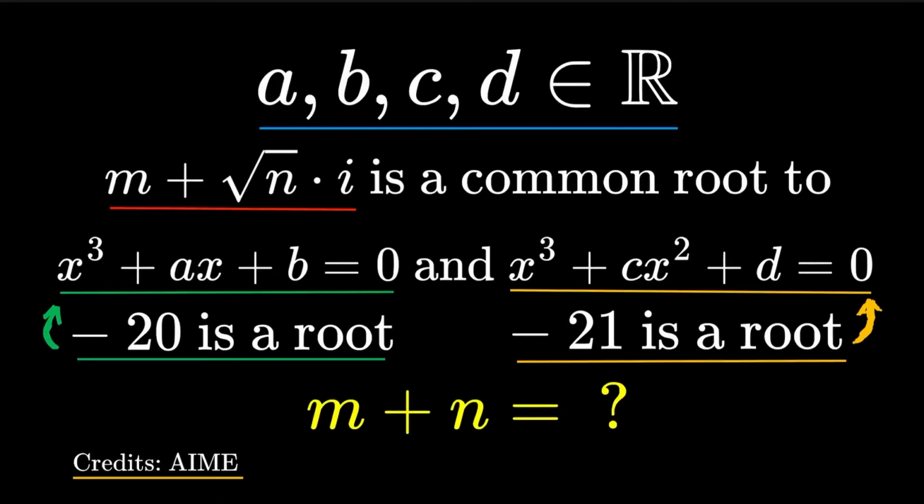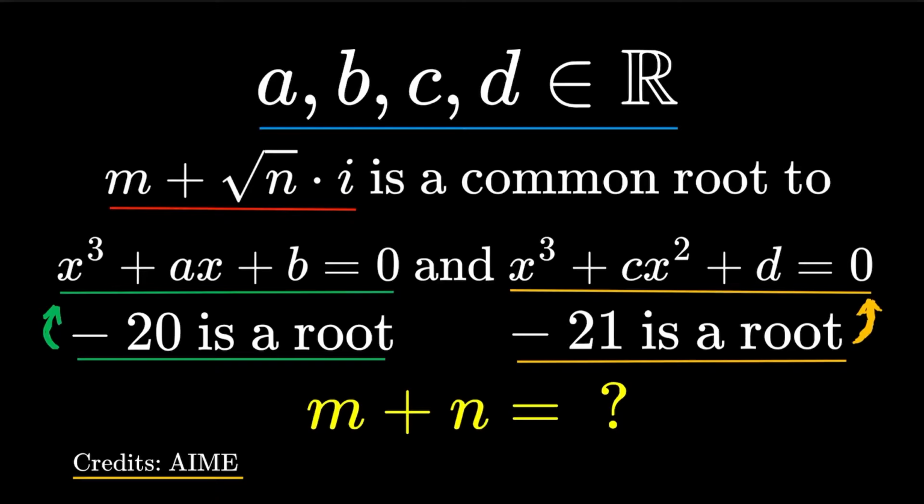A, B, C, and D are real numbers in the question, and we're given that m plus the square root of n times the imaginary constant i is a common root to two cubic equations, x cubed plus ax plus b and x cubed plus cx squared plus d equals 0. And we're also given that negative 20 is a root to x cubed plus ax plus b, and negative 21 is a root to x cubed plus cx squared plus d.